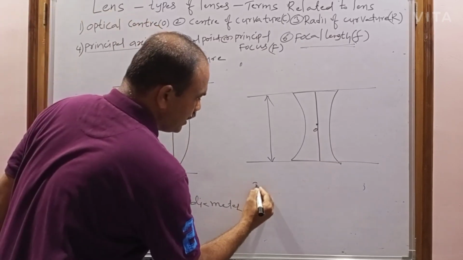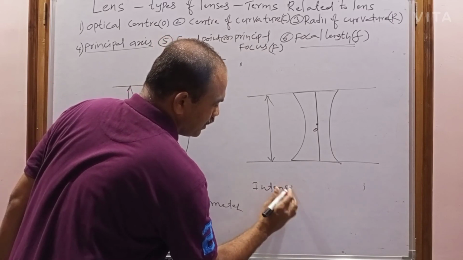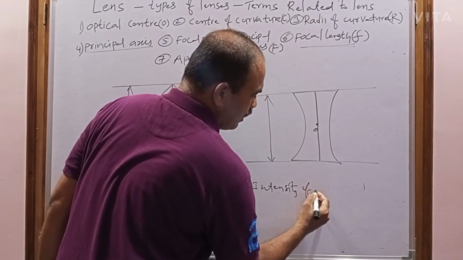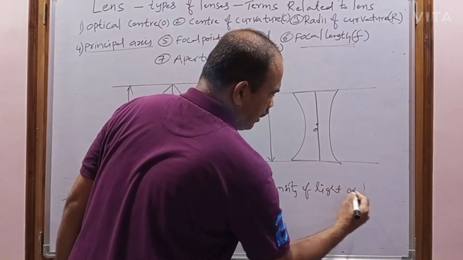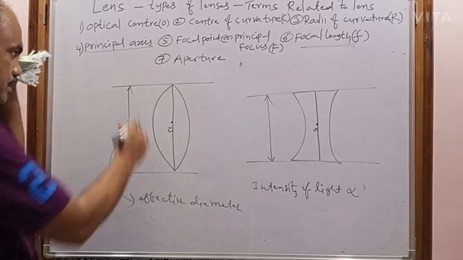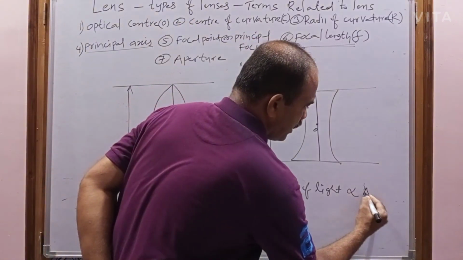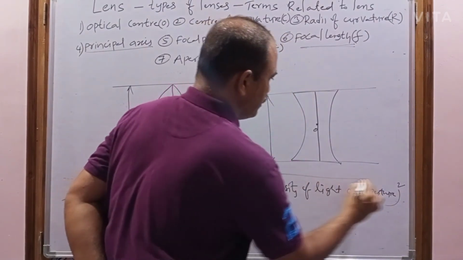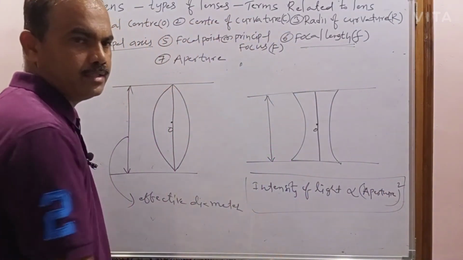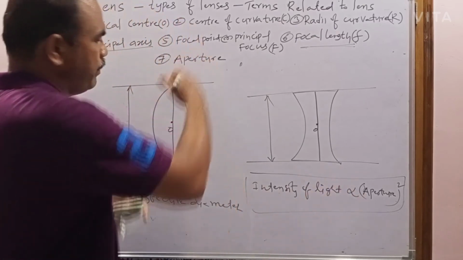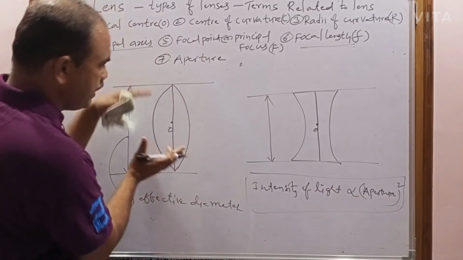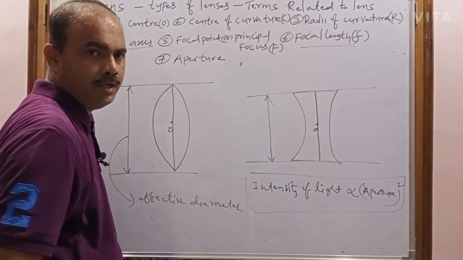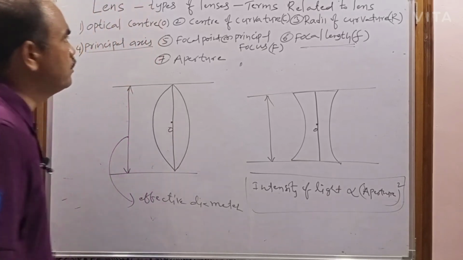That's why the intensity of light is always directly proportional to the square of the aperture. Remember, to get more intensity, the lens should have more aperture. If the aperture is less, the intensity of the light is also less, and the refracted light intensity will be less. So these are the terms related to the lenses.